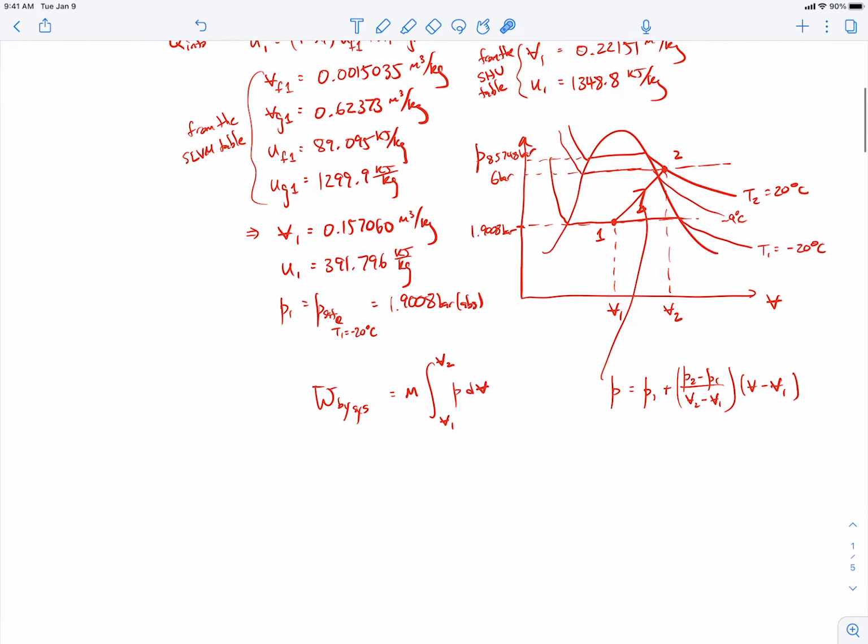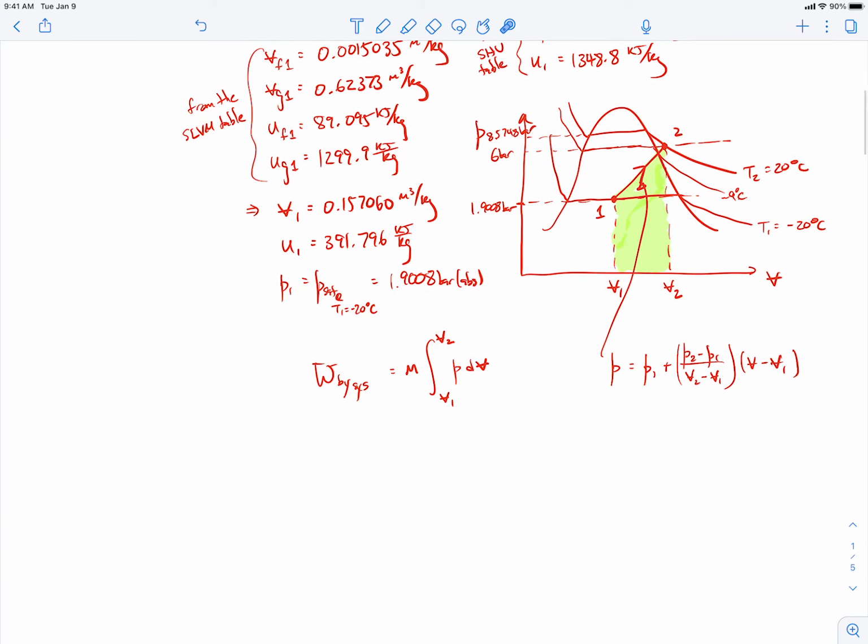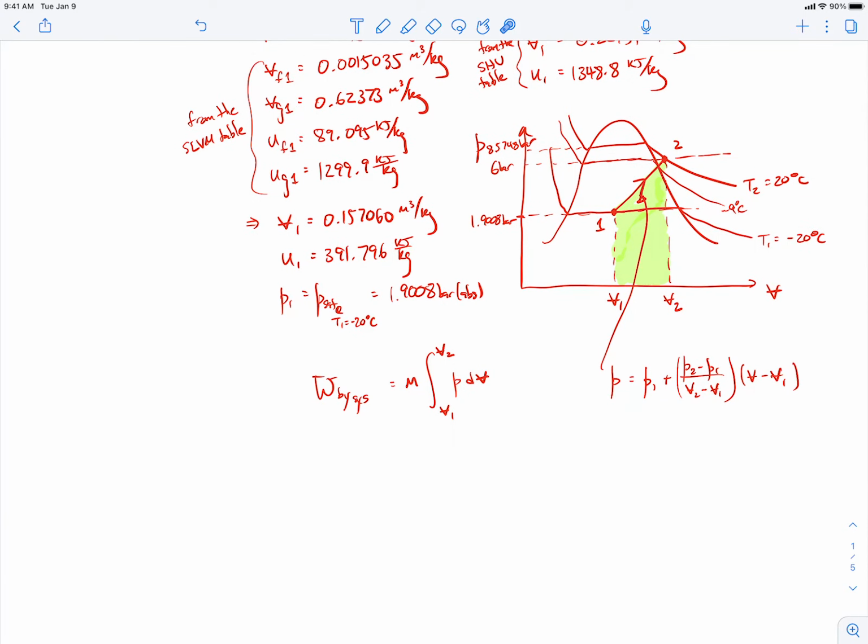That'll work. Another way to go that perhaps is a little bit easier is to just recognize that the work in going from 1 to 2 is just going to be the area under the curve. So the work is going to correspond to this area that I'm going to shade in. So I'm just shading in the area underneath that curve. So I can do this geometrically. If I can figure out what that area is, it's going to be the same as this integral. Okay, so the way I'm going to do that is I'm just going to take the average pressure between 1 and 2 and then multiply it by the width here.